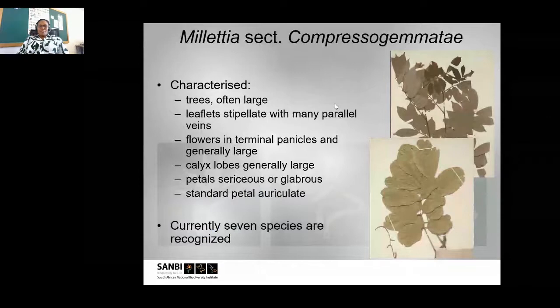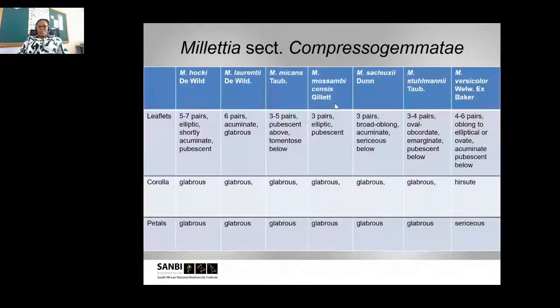Our preliminary results on section Compressor gematae indicate that the section is characterized mainly by large trees, leaflets that are stipulate with many parallel veins, flowers that are in terminal panicles and generally large, calyx lobes that are generally large, petals that are sericeous or sometimes glabrous, and the standard petal that is auriculate. Currently, there are about 7 species that are recognized. So leaflets, corolla, and petal characters seem to assist in distinguishing these species in the section to some extent.